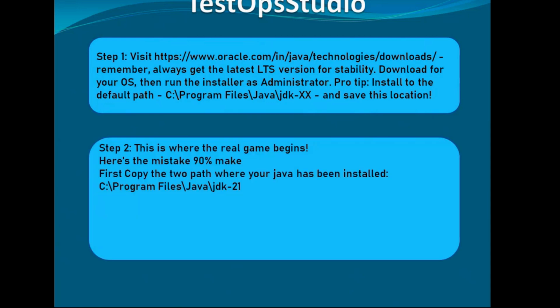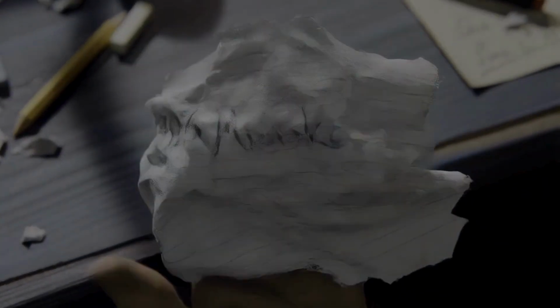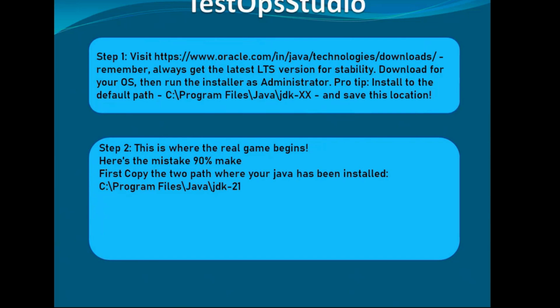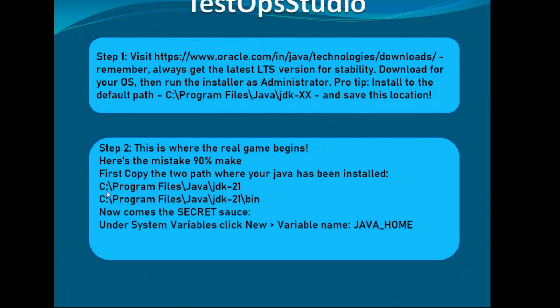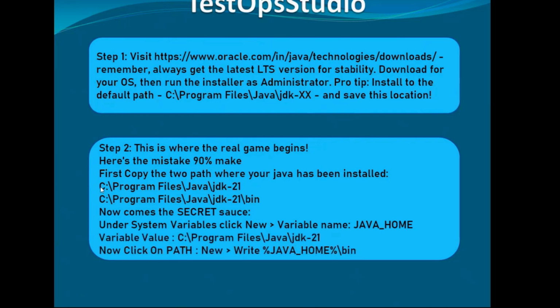Step 2: this is where the real game begins. Here's the mistake 90% make. Okay, now first you have to copy where your Java has been installed. Okay, now this is my location. You can see the two names, JDK21 and its folder JDK21/bin. Okay, now comes the secret sauce. Under system variables, we have to set the variable JAVA_HOME.